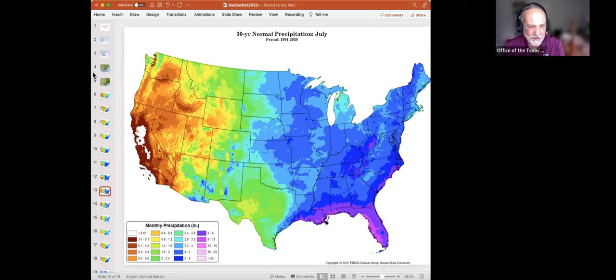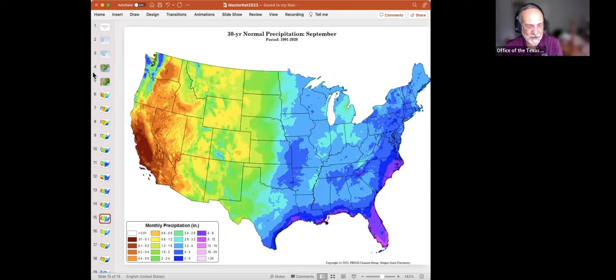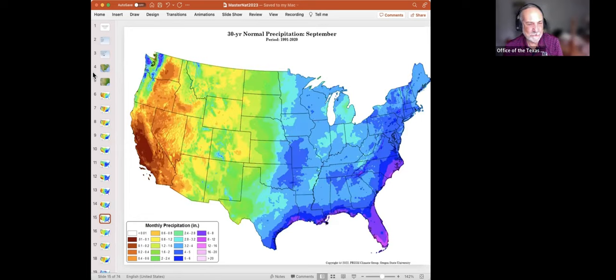As we go farther along, we get more and more influence from tropical storms, and we get our secondary peak in rainfall in September and October. That comes about partly from hurricanes, but partly from the return of the jet stream, which has sort of been camped out over the northern United States in July and August. It finally starts affecting our weather in September and especially in October.